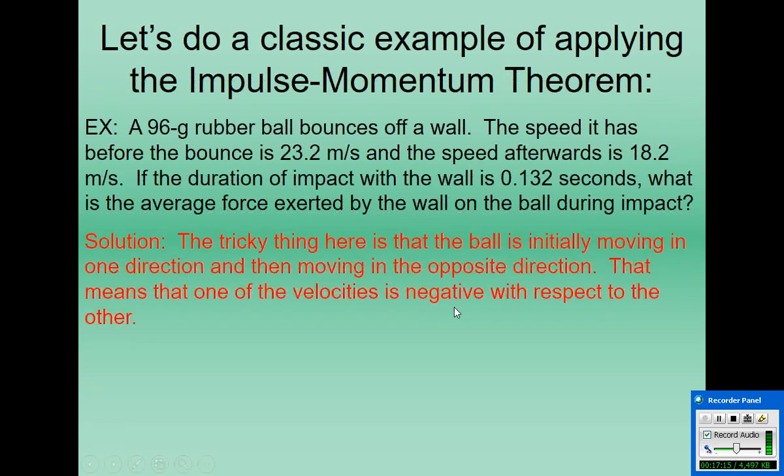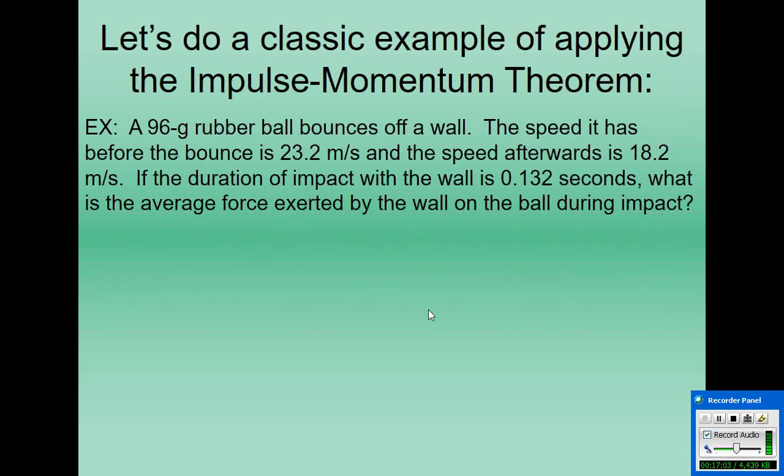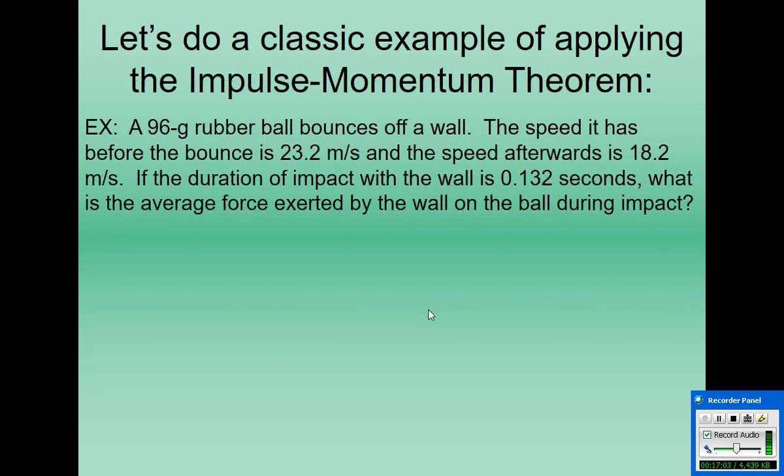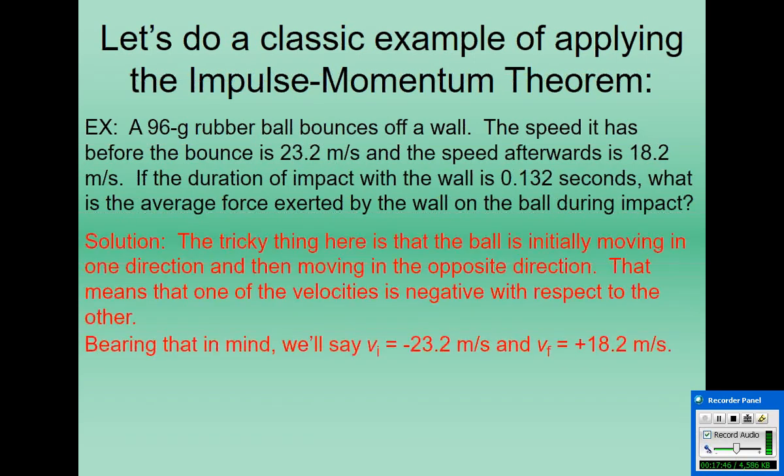So be careful. Visualize these situations. And subtle things like that are so easy to miss. Don't miss them. I chose that the initial velocity is negative. So perhaps it's traveling to the left and it bounces off the wall, and afterwards it's traveling to the right. So the initial velocity is negative 23.2 meters per second, and the final velocity is positive 18.2 meters per second.